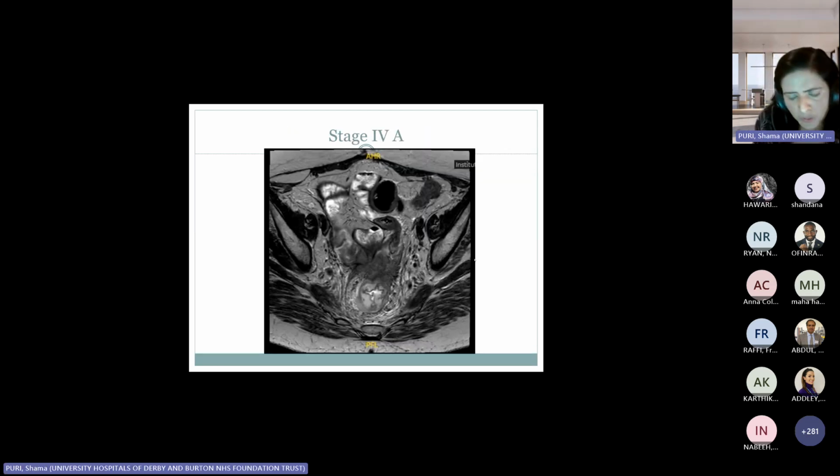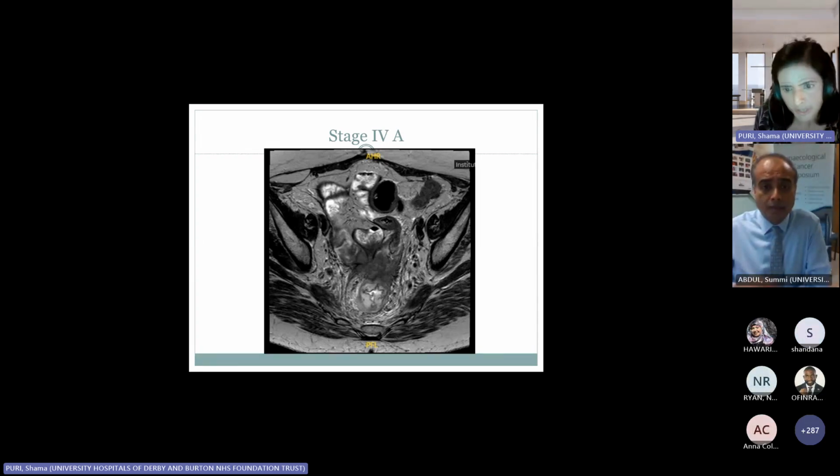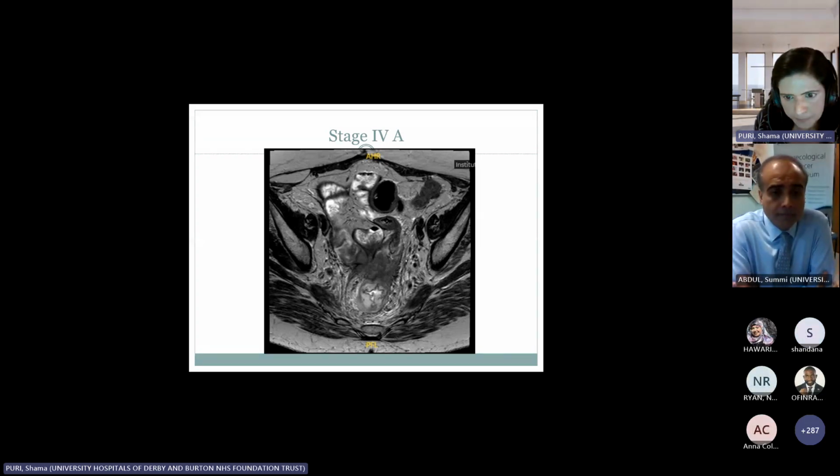Now, stage 4A disease is pretty rare in endometrial cancer. Unlike cervical cancer, they don't tend to invade bladder or rectum. I've just put this picture. This is a case of recurrent endometrial cancer. And so that's the cancer, and there was clear invasion into the rectum, but this is not primary cancer. With primary cancer, 4A disease is quite rare.